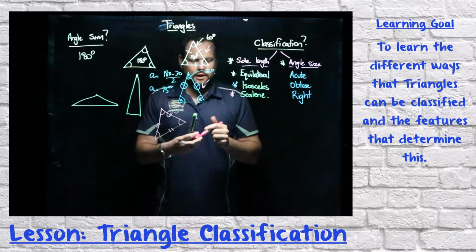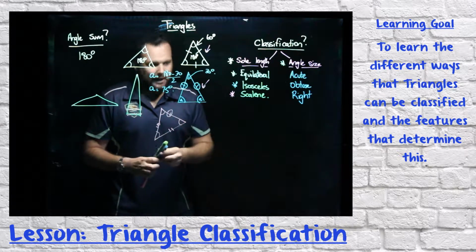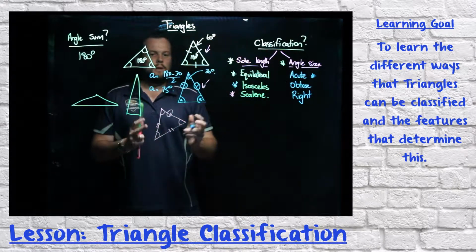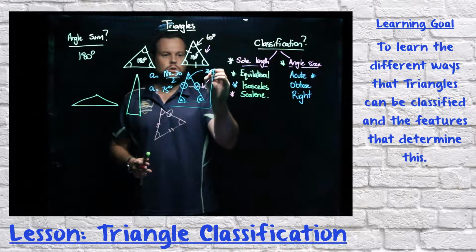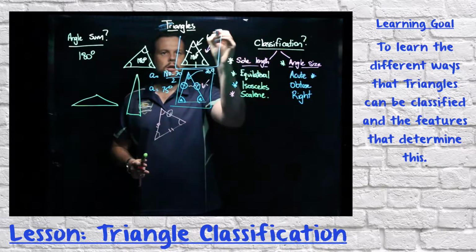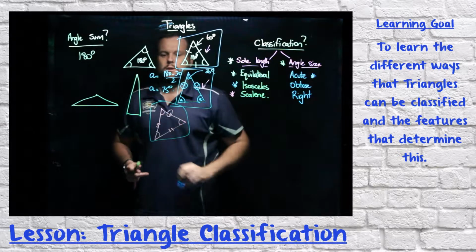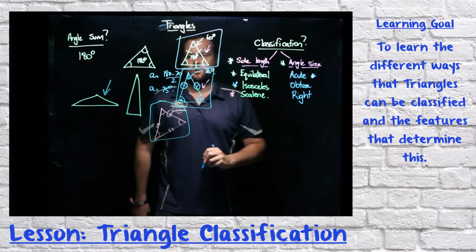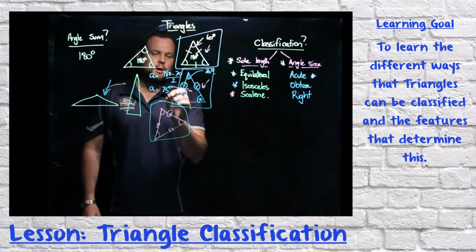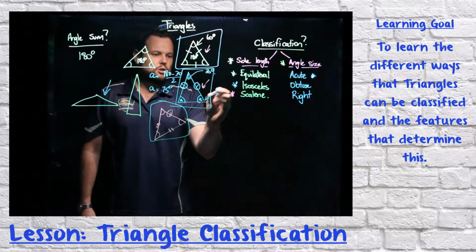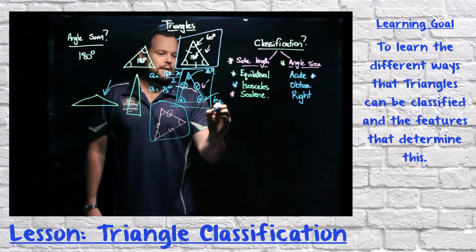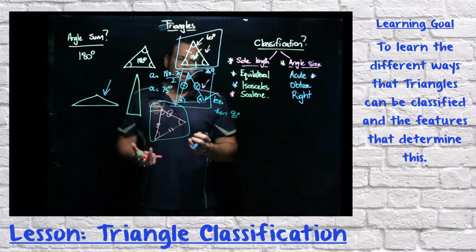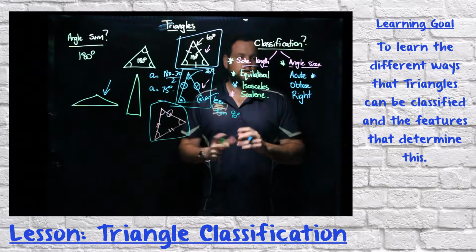Now, we also can classify triangles depending on angle size. So the first one is an acute angled triangle. And actually all of these triangles up here are acute angled triangles, except for this one, which isn't an acute angled triangle. We'll talk about that one in a minute. But the reason why they're acute angled triangles is because all of these internal angles are less than 90 degrees, okay? So a triangle is an acute triangle if all of the internal angles are less than 90 degrees.